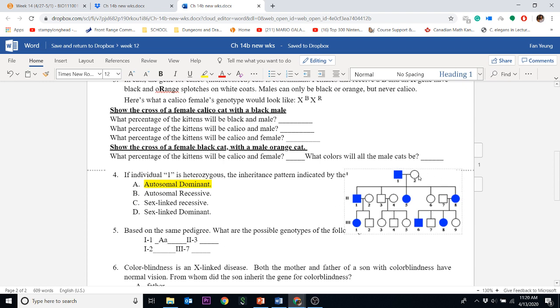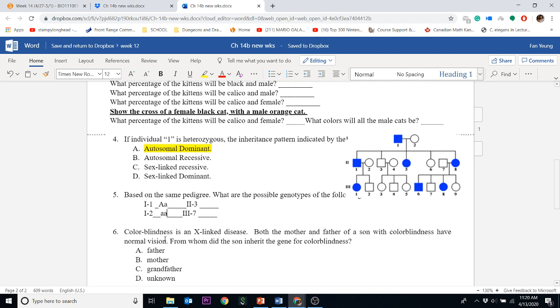1, 2, this person, the wife, is normal. So like I said, a normal person has to be homozygous recessive. If any person gets one of these big alleles, they will show the disease. So any normal people will be 2 small letters, right? Agree? 2, 3, here. This person is normal. So what would that person's genotype be?